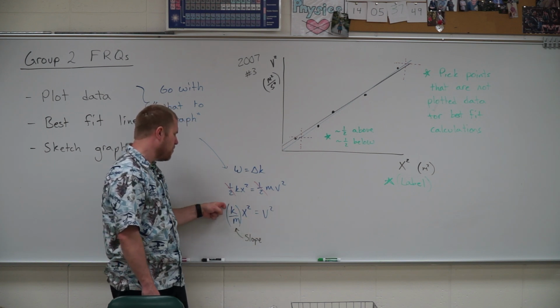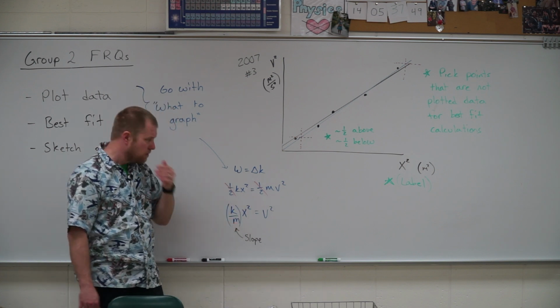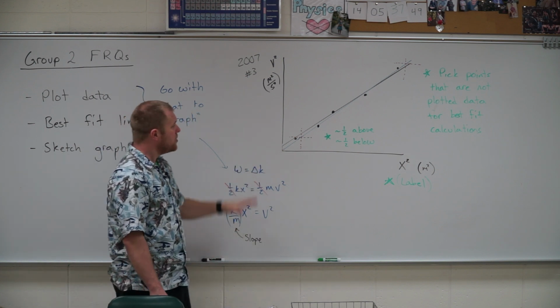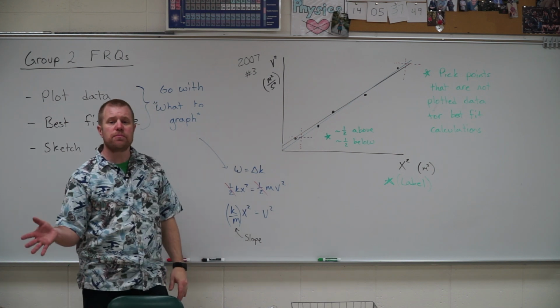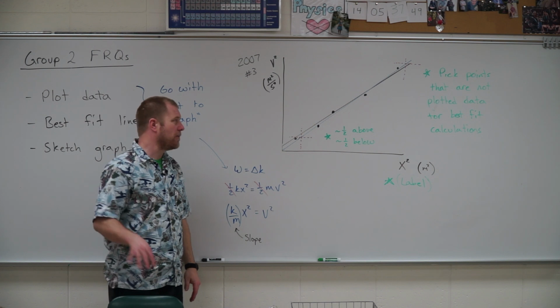So what is your slope going to be? Well, your slope is going to be the spring constant divided by the mass. So they kind of got us set up. All we had to do is plot our data and find a best fit line. So let's talk about that a little bit.